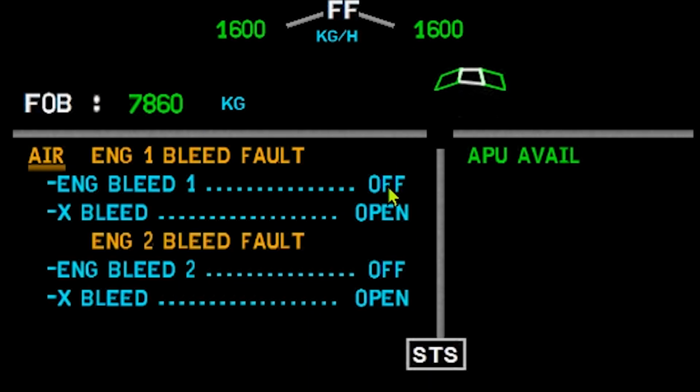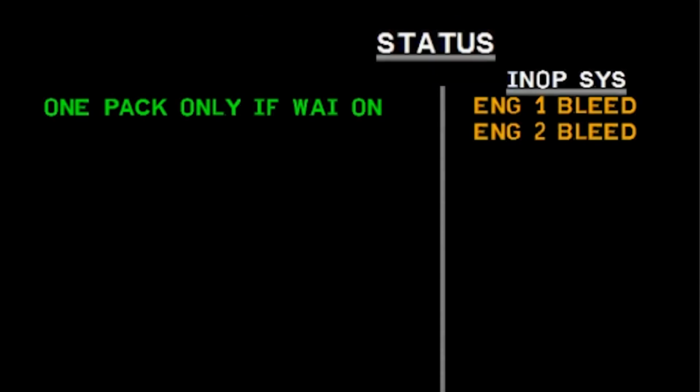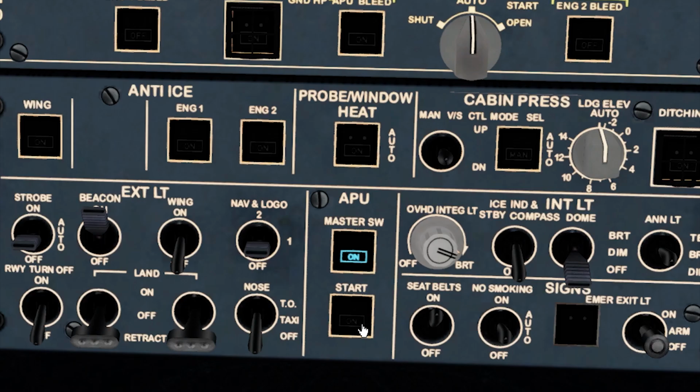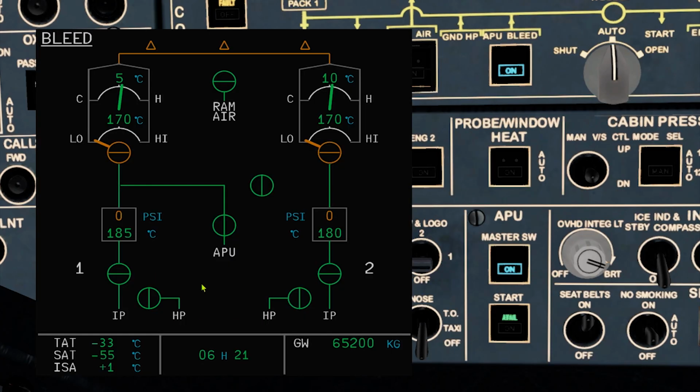So, if there is no subtitle with the alert and both engine bleeds are lost not due to engine fire nor start air valve fail to open, then start the APU. Let's discuss if APU is available and without. When the APU is available, switch on the APU bleed.